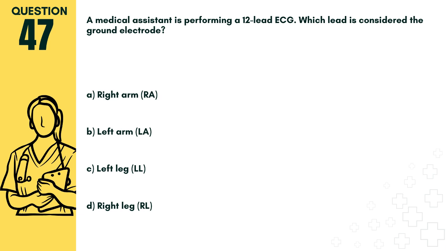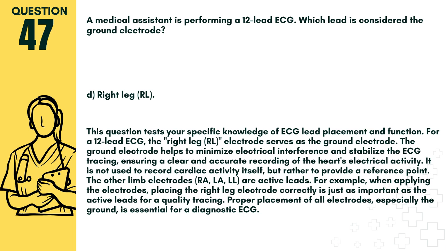Question 47. A medical assistant is performing a 12-lead ECG. Which lead is considered the ground electrode? A. Right arm, RA. B. Left arm, LA. C. Left leg, LL. D. Right leg, RL. Answer: D. Right leg, RL.